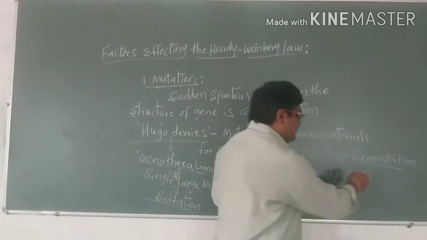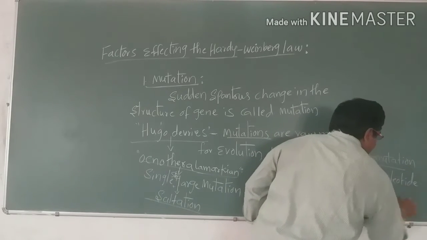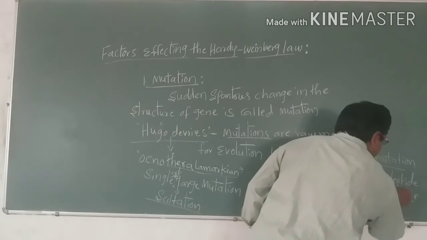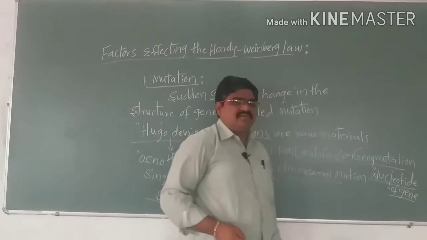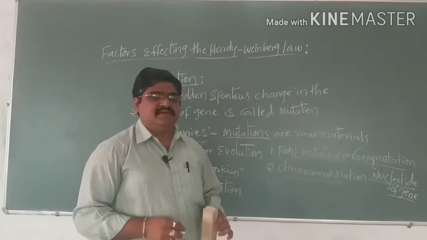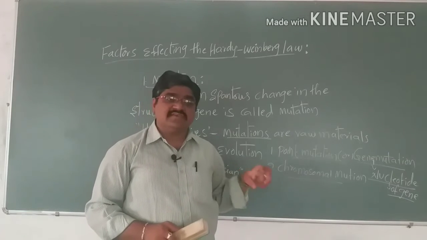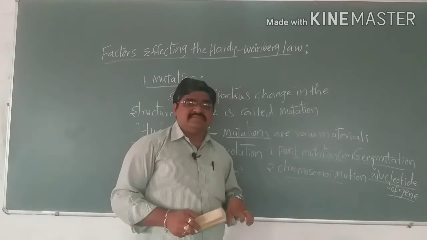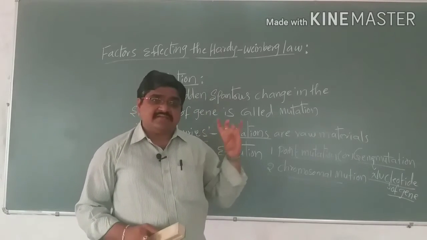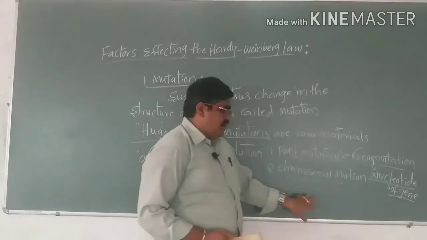That is, it takes place in a nucleotide of a gene. What does nucleotide mean? DNA consists of nucleosides and nucleotides. In molecular biology we will discuss what nucleosides and nucleotides are. A nucleotide is a combination of a nitrogen base, a sugar, as well as a phosphate. These three together we call a nucleotide.